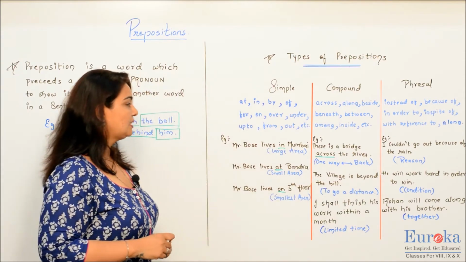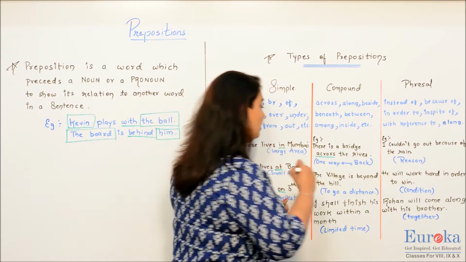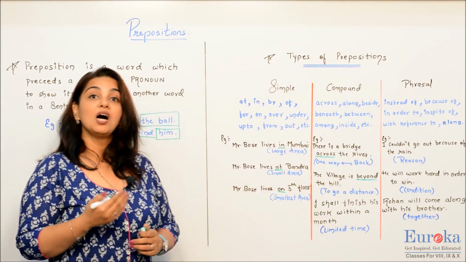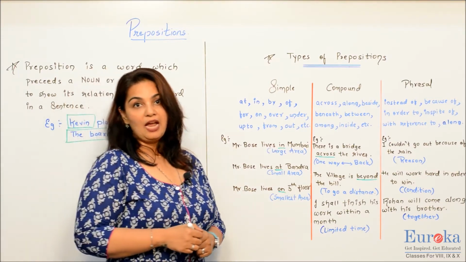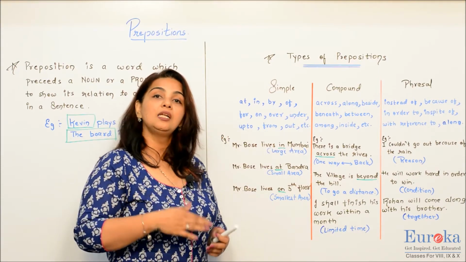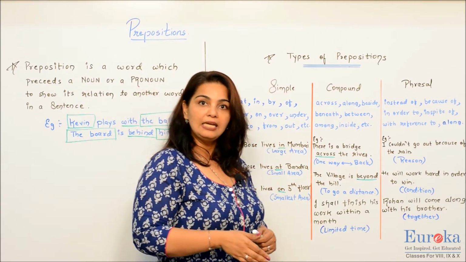The second example tells us the village is beyond the hill. Over here, the preposition is beyond, and that is to go a distance. Where is the hill? In a specific place. And where is the village? You have to go beyond that hill. That means a little much more further from where you are at the hill.